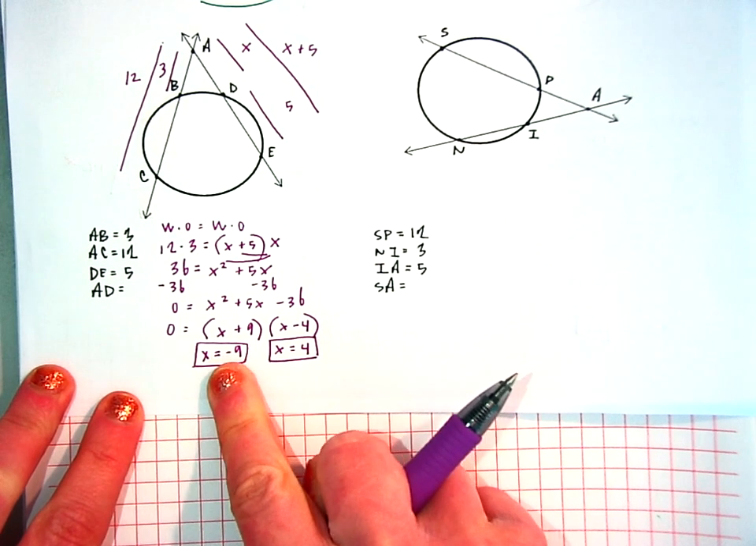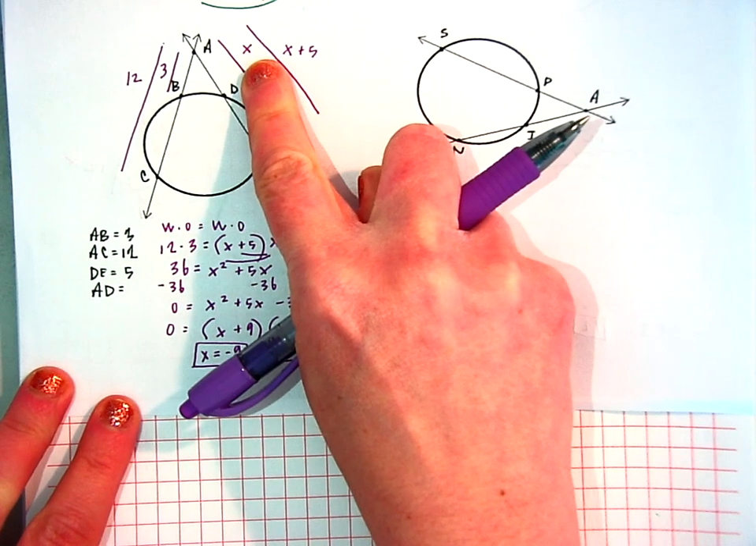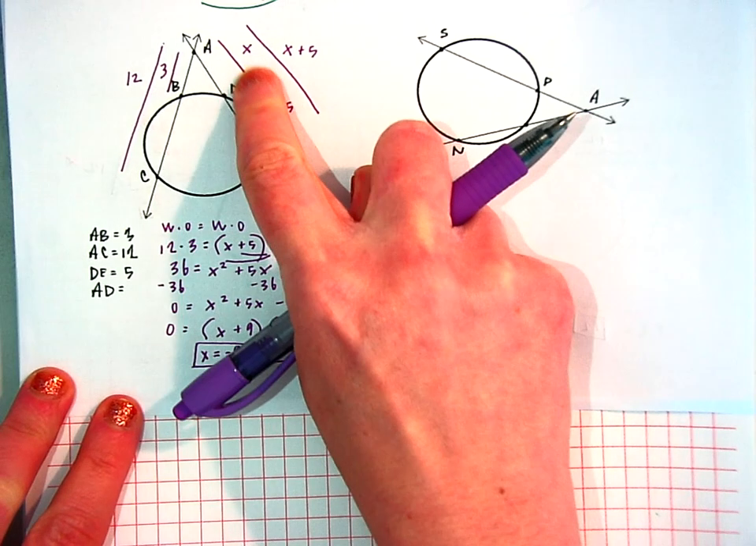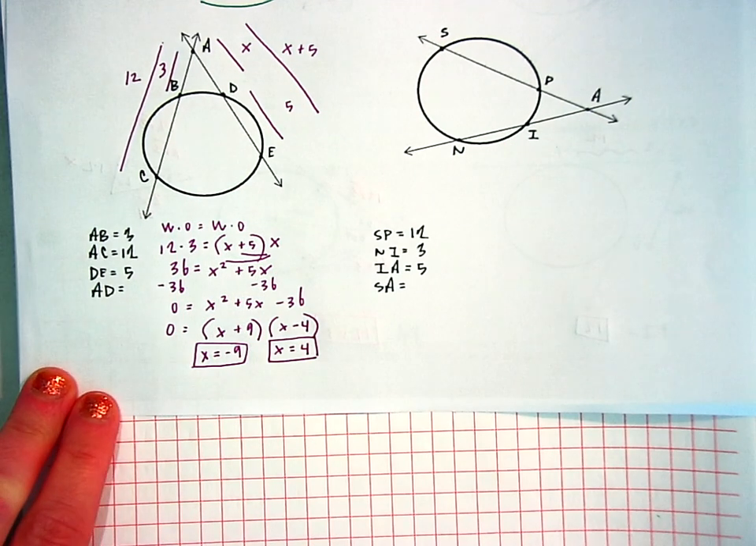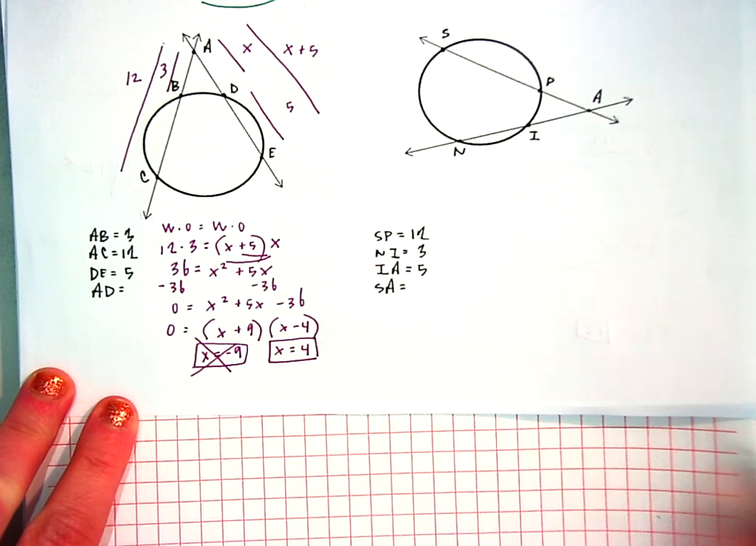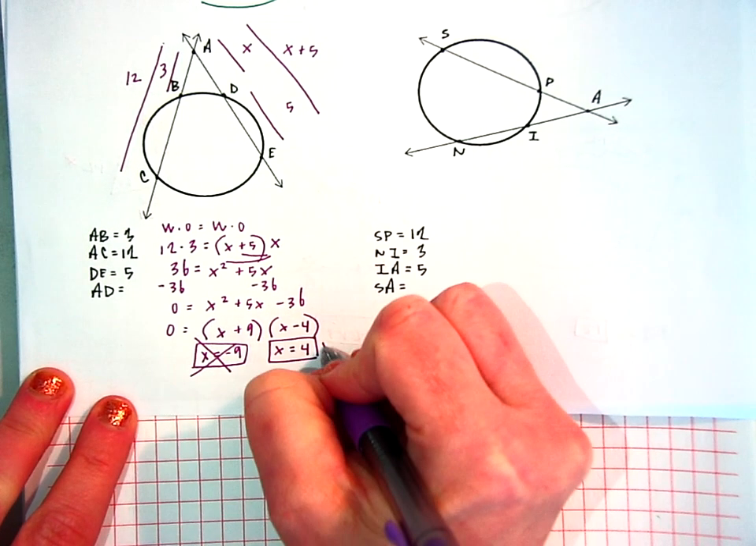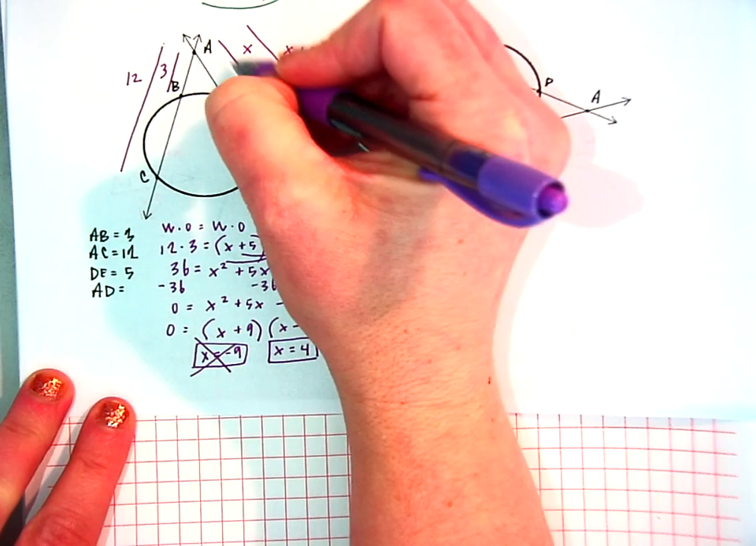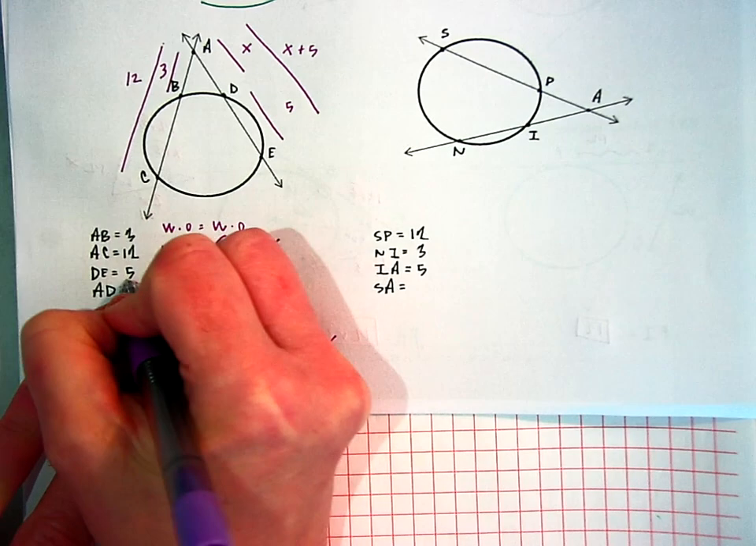And if I try the negative 9, if I plugged it in, say, right here, that would make no sense, right? I can't have a negative distance. I can't have a negative measurement. So this answer does not work. The only one that works is an X value of 4. And then it's saying, what is AD? Well, AD is 4.